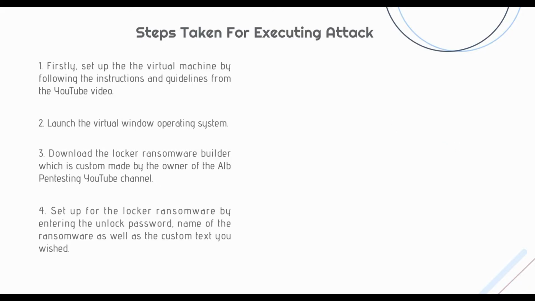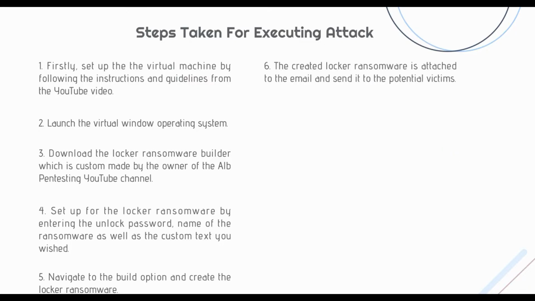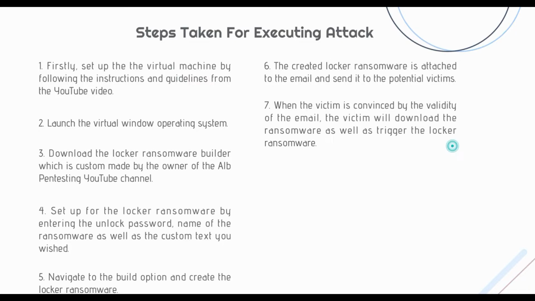After that, the local ransomware must be set up by entering the unlock password, the name of the ransomware, as well as the custom text that you wish to put in. After that, you will have to navigate to the build option to create the local ransomware. The created local ransomware will be attached to an email and sent to the potential victims.